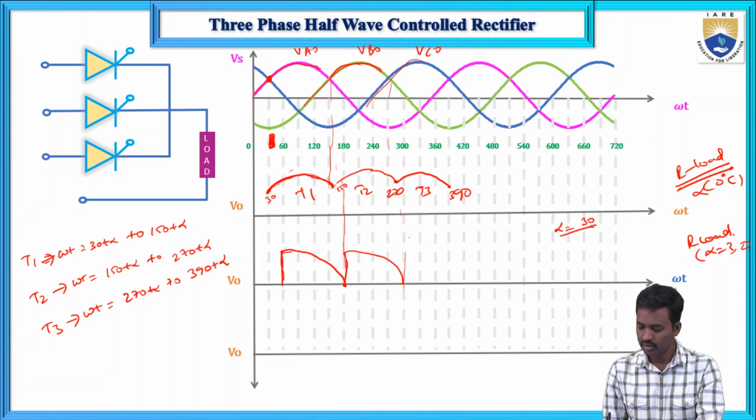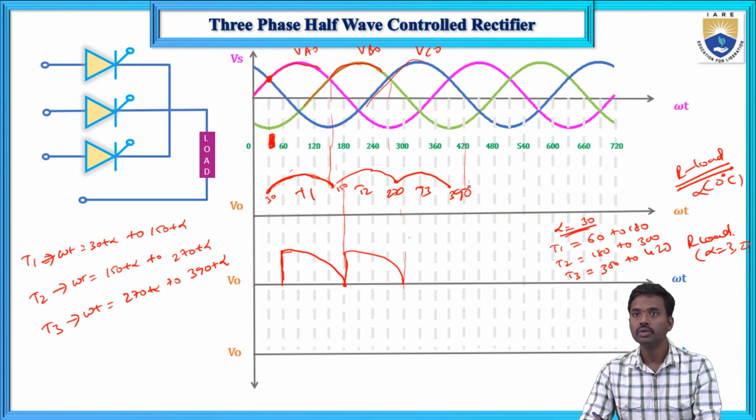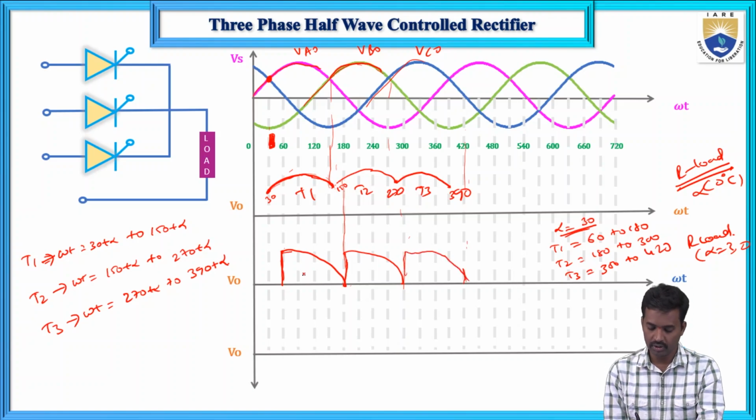So for alpha equals 30, T1 will conduct from 60 to 180, and T2 will conduct from 180 to 270 plus 30, that is 300, and T3 will conduct from 300 to 420 duration. So here it is a 420 duration. This is T1, T2 and T3. So this is for alpha equals 30.